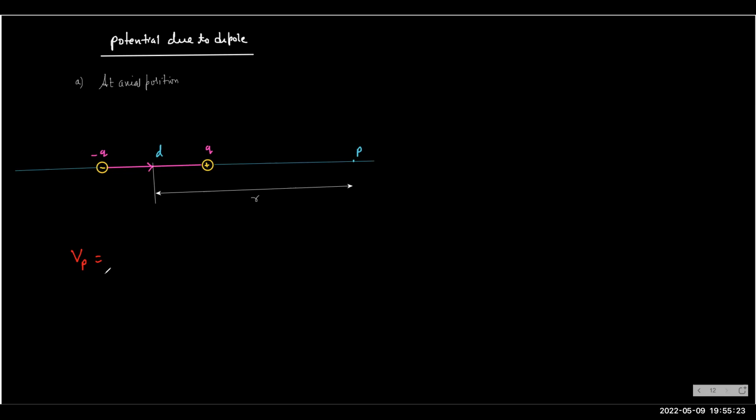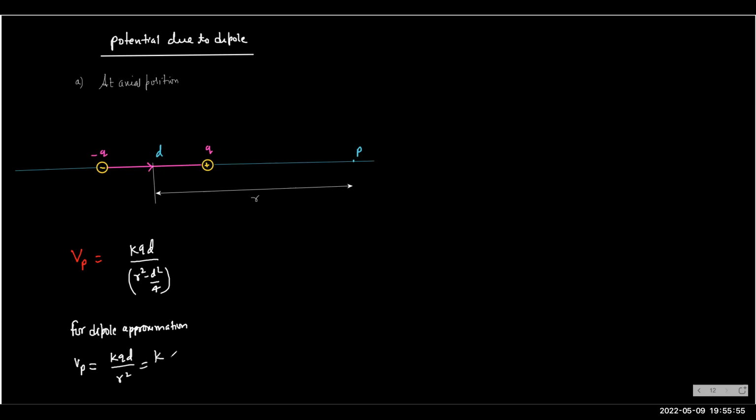What's the answer? So I'm getting k q d by r square minus d square by 4. And for the dipole approximation, how much is V_P? So k q d by r square.